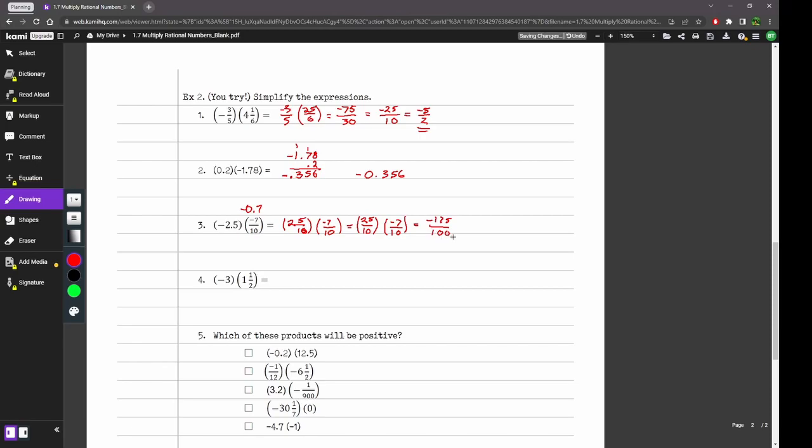Let's see, these are both divisible by 25, right? And I know that 175 would be 7, so negative 7. Divide this, 10 here, or 25, I'm sorry, and we would end up with 4. So my answer is negative 7/4 in this case.